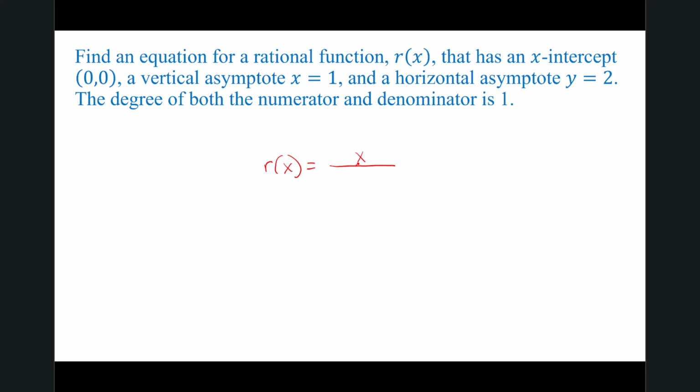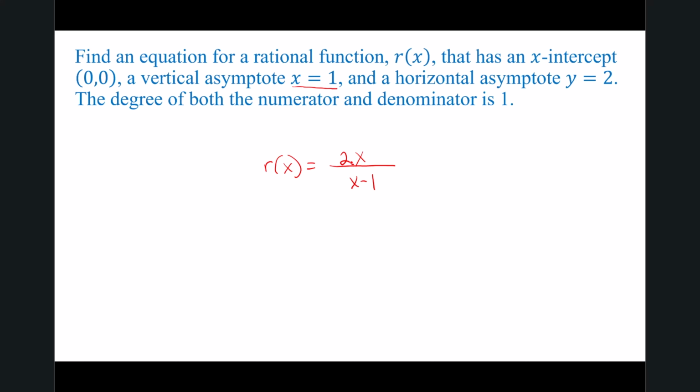The next thing says we have a vertical asymptote at x equals 1. That means x minus 1 will be a factor in the denominator. Because when x is 1, now our denominator equals 0. And then it says we have a horizontal asymptote of y equals 2. So I know my leading coefficients need to be 2 over 1. So I'll put a 2 in the numerator. I don't need to write the 1 in the denominator in front of the x, although I could.